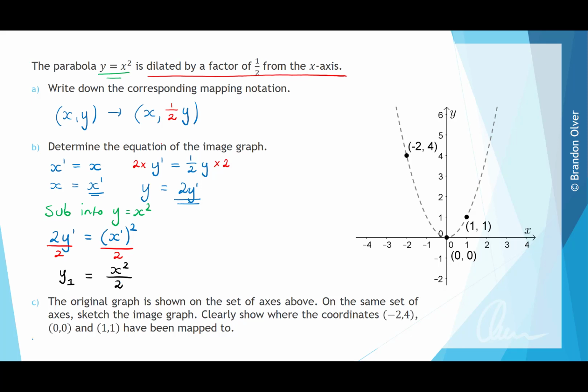For part C, we have the original graph that is shown on the set of axes, and on the same set of axes we want to sketch the image graph, and we want to clearly show where the coordinates (-2, 4), (0, 0) and (1, 1) have been mapped to.